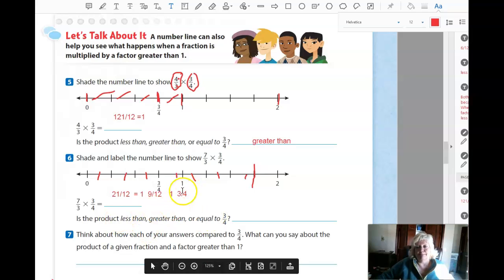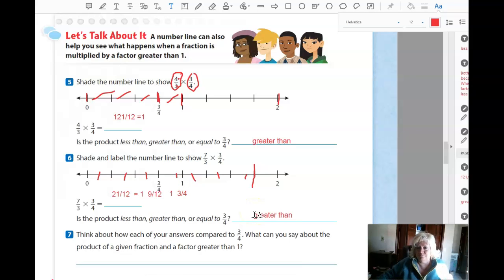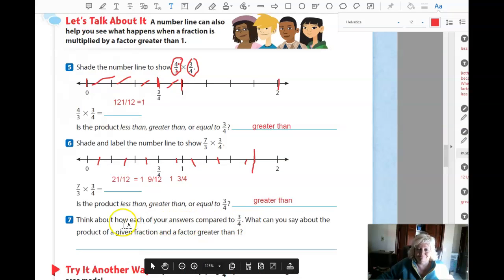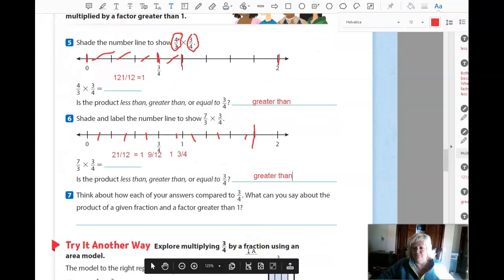Okay, so is it bigger than the product that we started with? Less than or equal to? Again, it's going to be greater. Greater than. Okay. Think about the answers. Think about how your answers compared to 3/4. What can you say about products of a given fraction and a factor greater than 1? They're going to come out greater than the factor.